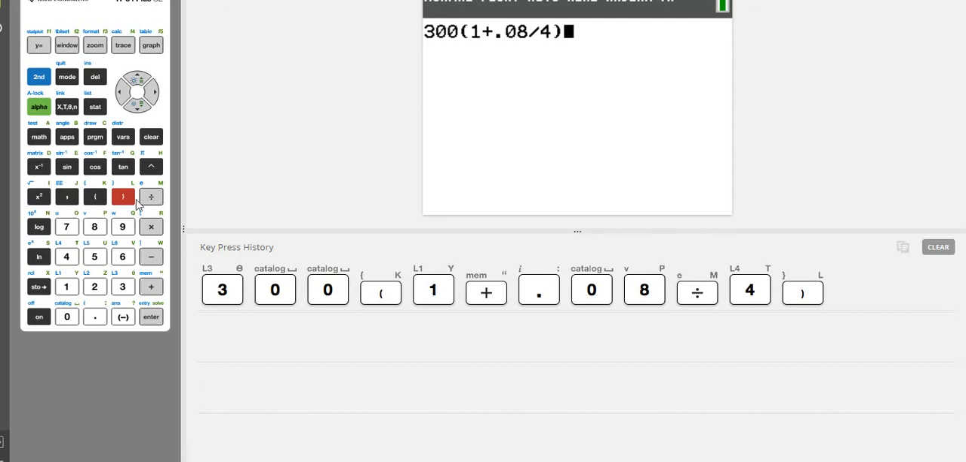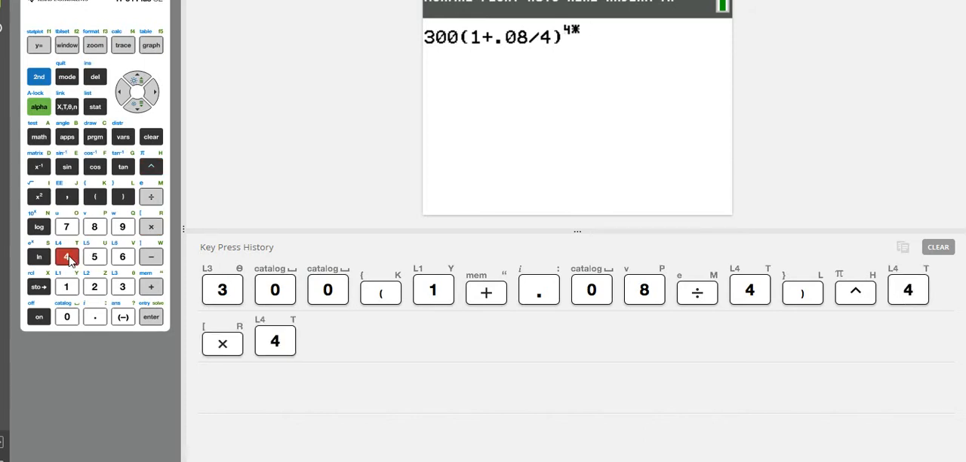Then I want to raise that to the power of 4 times 4. Well, you can either do 4 times 4 in your head and put in a 16, or do 4 times 4 like this. If you're getting a little caret here, as opposed to just an exponent, then you're going to need to put that 4 times 4 in parentheses, or just write it as 16. So we end up with 411.8357.